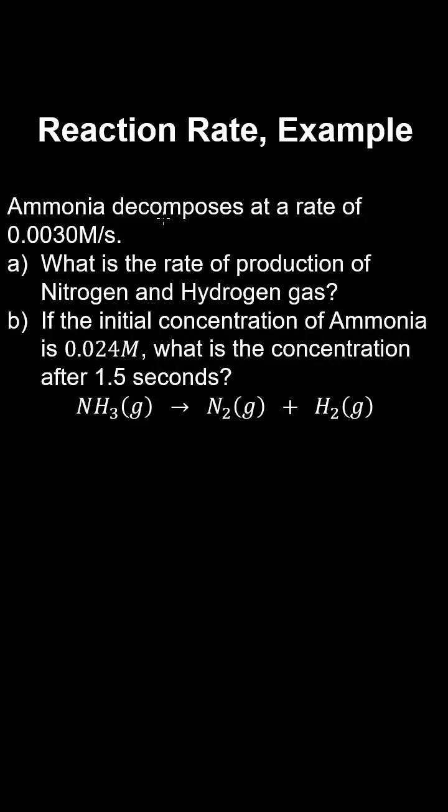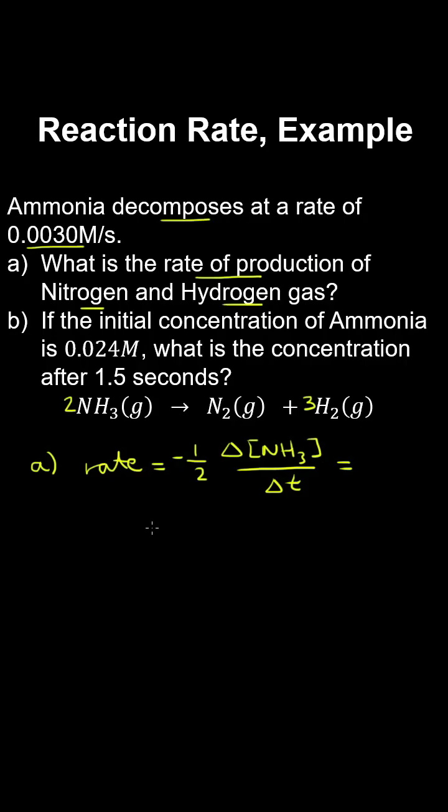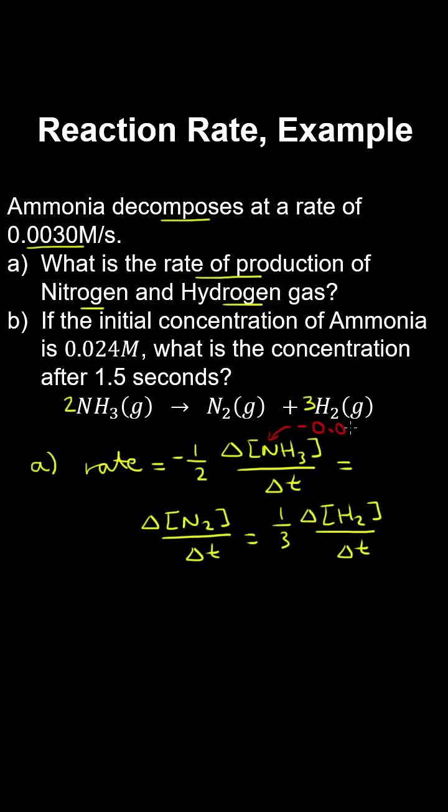Ammonia decomposes at the following rate, and we're asked to find the rate of production of nitrogen and hydrogen gas. Well, first we need to make sure that this reaction is balanced, and then we can write the rate of the reaction using the stoichiometric coefficients. So we have the rate of decomposition of ammonia and the rate of production of the gas products. And now if you substitute for the given quantity of the rate of decomposition of ammonia, and negative because the reactant is being consumed, then you can solve for the rates of production of both gases.